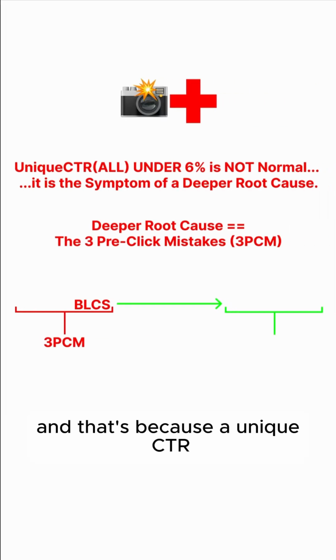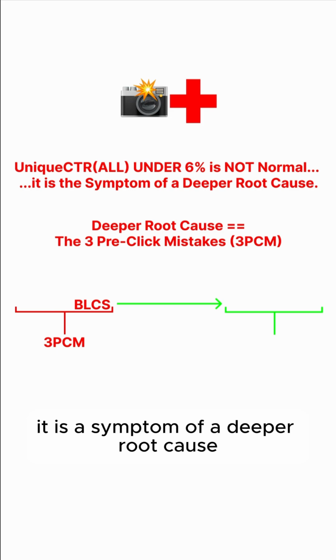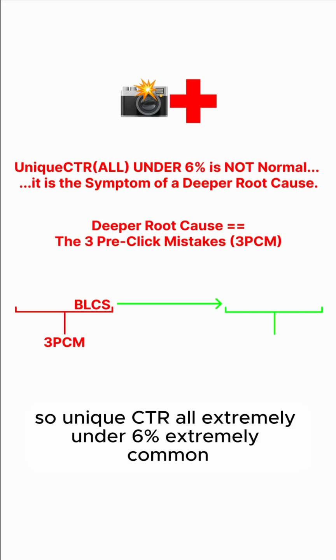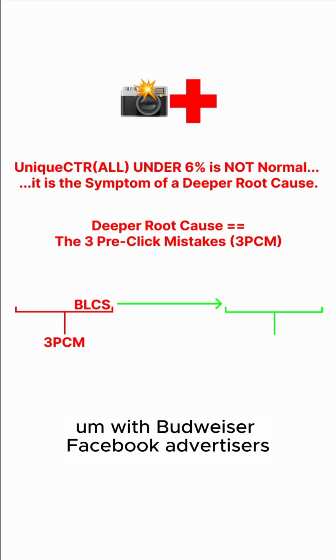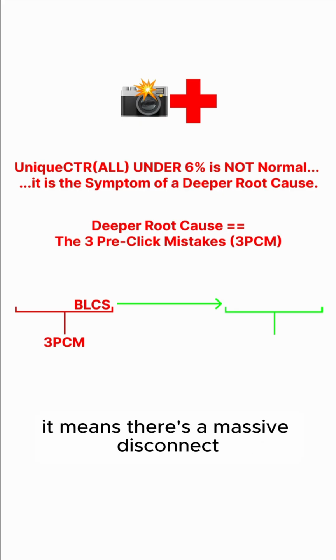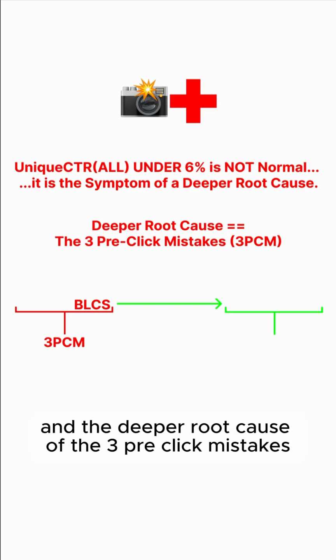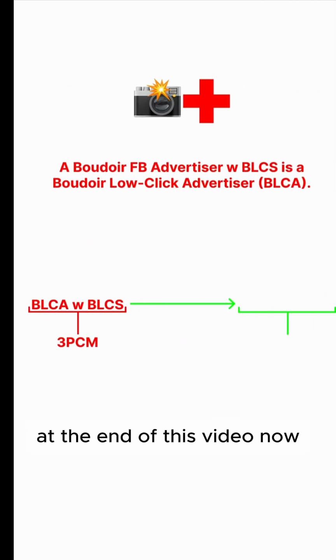And that's because a unique CTR all under 6% is not normal. It is a symptom of a deeper root cause. And that deeper root cause are the 3 pre-click mistakes. So unique CTR all under 6% is extremely common. It's the most common thing I see with Boudoir Facebook advertisers. But it's not normal. It means there's a massive disconnect, massive problem in the ad. And the deeper root cause are the 3 pre-click mistakes, the 3 PCM. More on those at the end of this video.